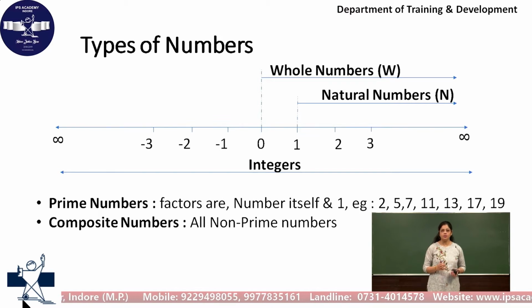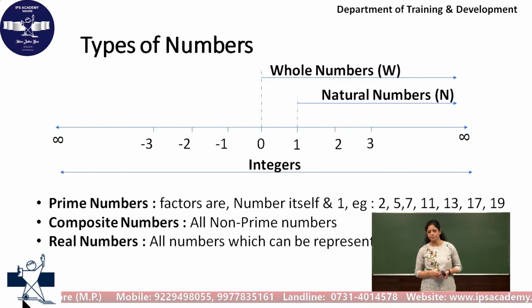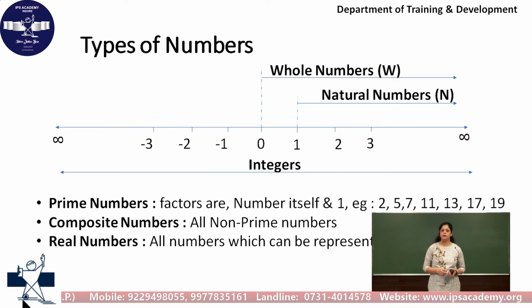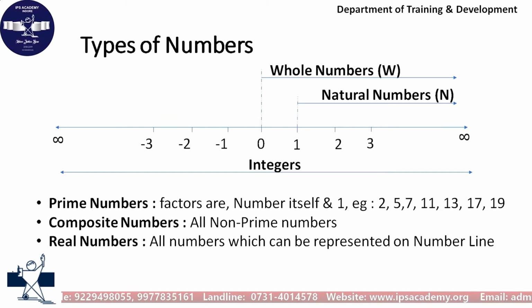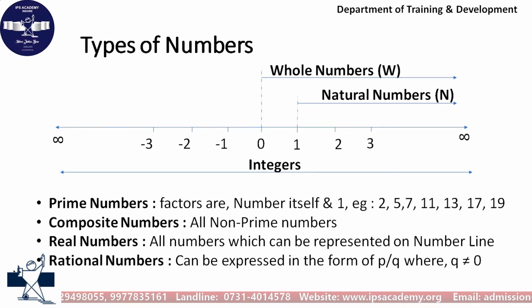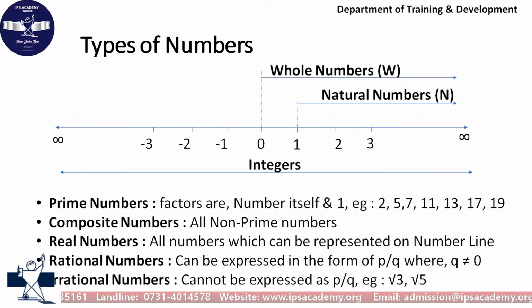Composite numbers are the non-prime numbers. Real numbers are the numbers which can be denoted on the number line. Rational numbers are the numbers which can be denoted as a ratio. And irrational numbers cannot be represented as a ratio but only as a decimal. So what we can only express in decimals, those are called irrational numbers. Then we will have a quick look at the divisibility rules, right?